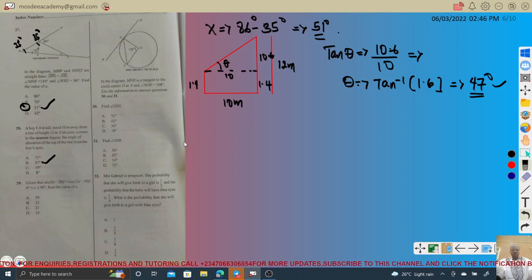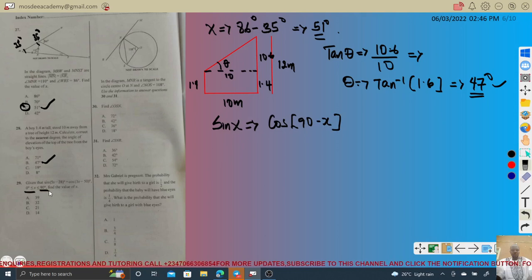29 says, given that sine (5x minus 28) degrees is equals to cos (3x minus 15) degrees, and 0 degrees is less than or equals to x, which is also less than or equals to 90 degrees, find the value of x. Now, this is just a question on the complementary rule, and basically you've learned about that in your school. The law is saying that sine x is equals to cos (90 minus x). That is, sine of an angle is simply cos of 90 minus the angle if it is complementary, between 0 and 90. So let's just substitute that. I'm changing the sine here to cos.